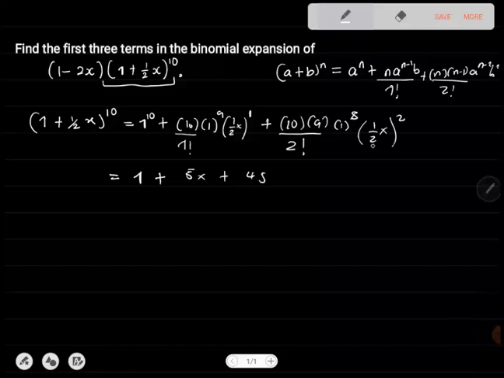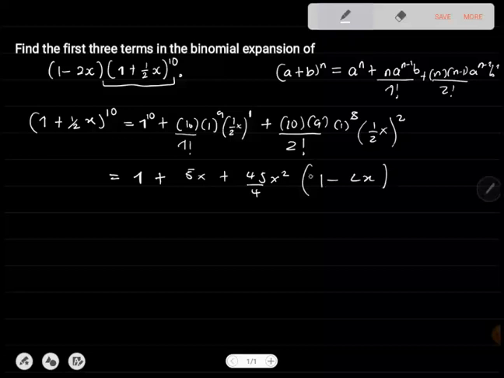But there's another 2 here, which is being squared, which will be 4 now. Then this x is also being squared, so that will be x squared. These are the first 3 terms that we have after expanding 1 plus half x to the power 10. Now we are multiplying the same by 1 minus 2x. If you want, you can even expand 1 minus 2x, there's no problem. But first, just multiply by 1 minus 2x.